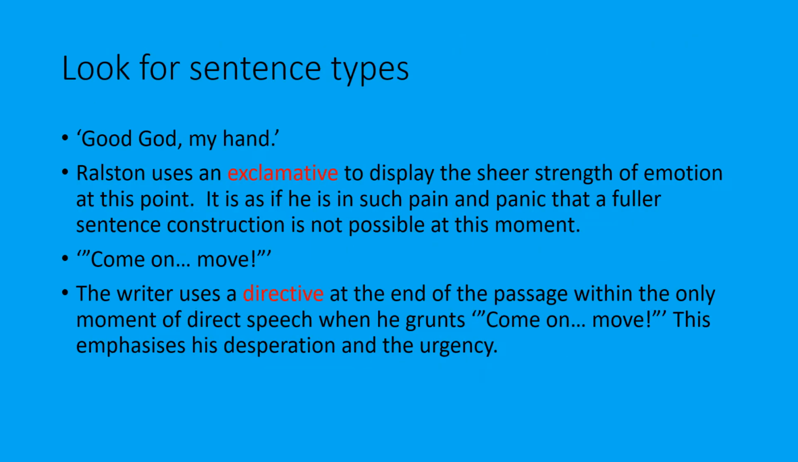You could also look for sentence types. At one point, he says, "Good God, my hand." And here you could talk about him using an exclamative. Remember, there are 4 sentence types that you can talk about. A declarative is a statement. A directive is a command. An exclamative is an exclamation of some sort, and an interrogative is a question.